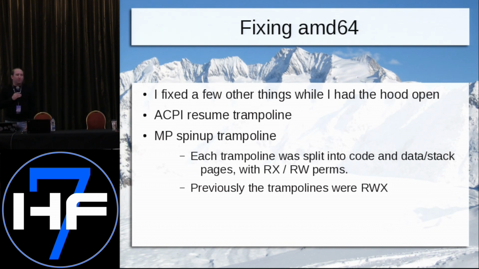So I took each of the trampolines and I split it in two pieces, one for data and one for code, protected the code with RX, readable executable, and protected the data with read-write. I also did the same thing for the multi-processor spin-up trampoline, which serves a similar purpose. Again, previously all these things were read, write, execute. Why is that important? Well, it's a place in memory that, if you were to view this as a security problem, an attacker could place something there. It's readable, writable, and executable. It's the greatest permission of all.